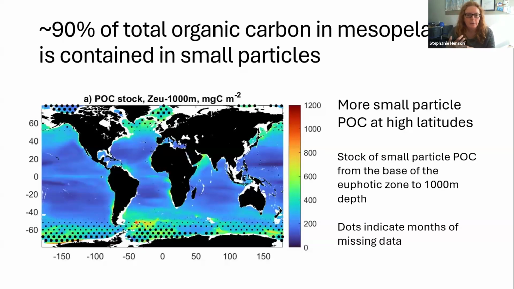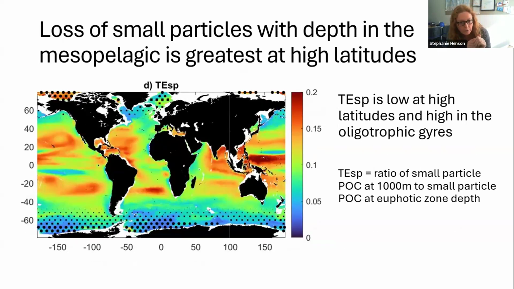Now, if we look at how small particles are being lost in the mesopelagic, a very simple metric for defining what's going on could be the ratio of the small particle concentration at 1,000 meters compared to the small particle concentration at the euphotic zone depth. So that's what we calculate here. Higher numbers mean that, as a ratio, there are more small particles at 1,000 meters surviving from the photic zone depth at low latitudes than there are at high latitudes. Do you understand what I mean?